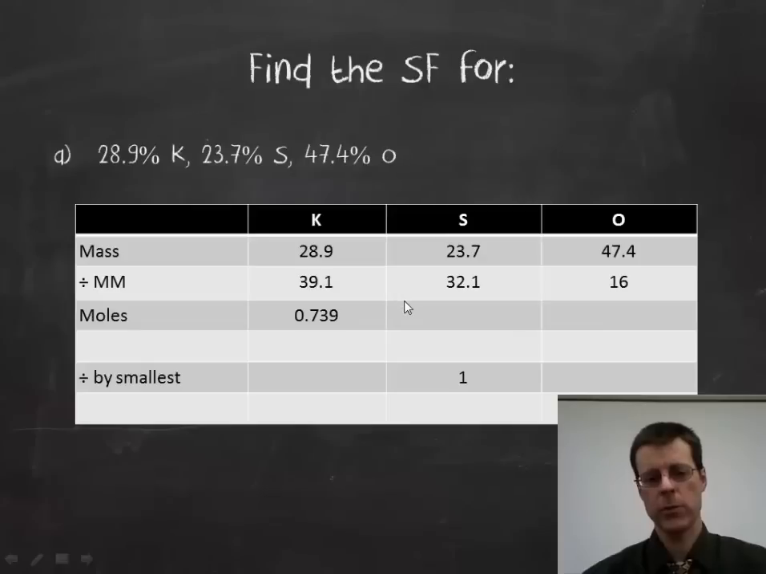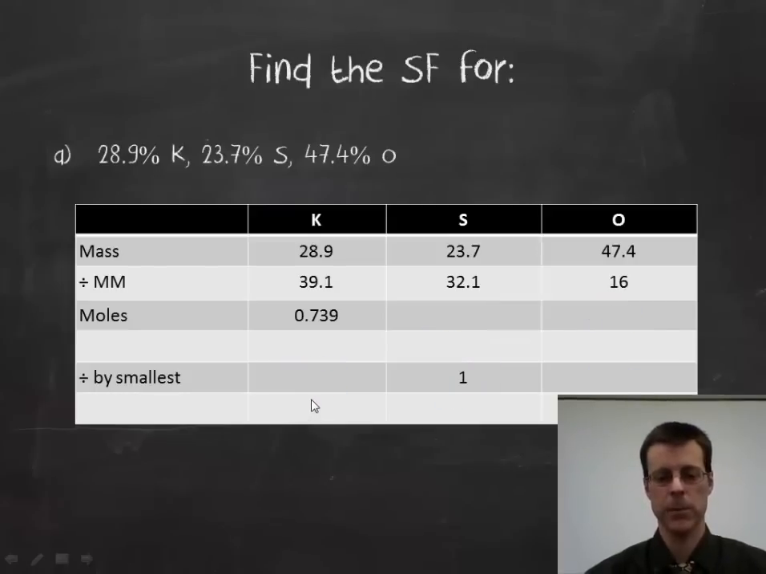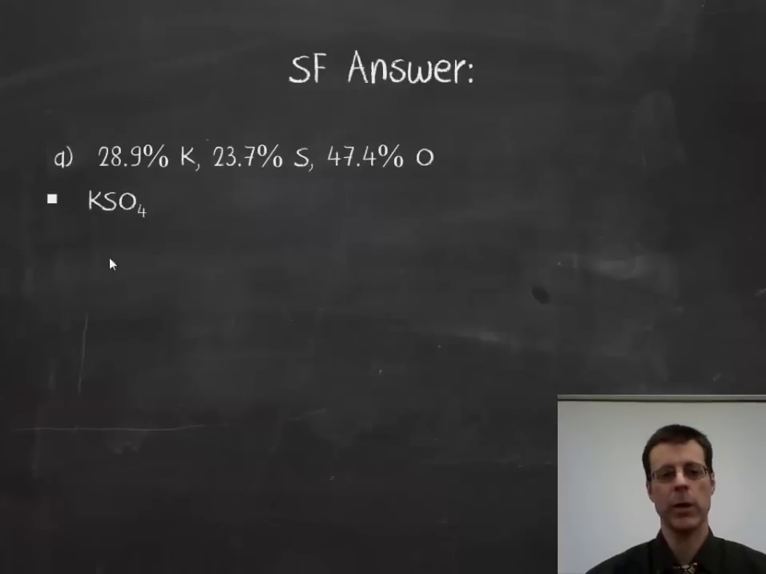Once you go through, you identify which one is smallest, you divide by the smallest, and we have a 1 right there. Okay, so you need to fill in that spot, and the last two. Probably in a bit of different order than I've got them circled. When you've done that, you'll end up with a simplest formula of KSO4.